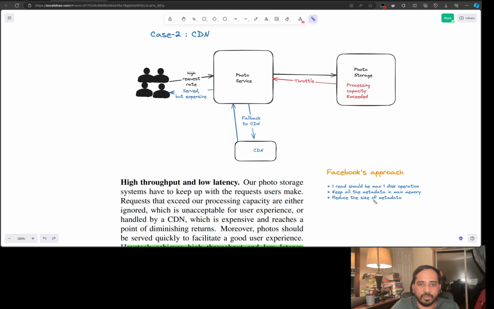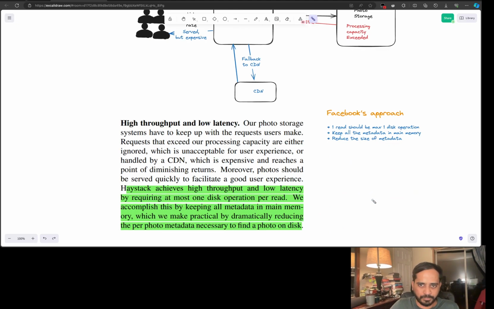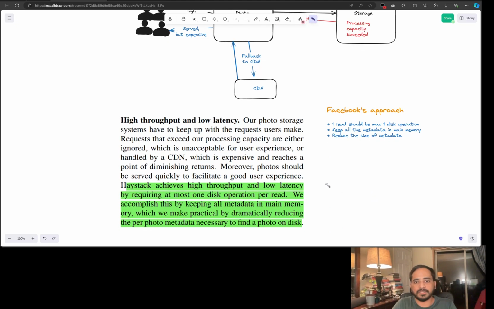Now let's check what is Facebook's approach to solving this problem. As we saw earlier, falling back to CDN is not a good option. Failing to respond is not a good option. So what Facebook does is, we saw that one read is going into multiple disk operations where it has to read metadata, it has to read the actual disk image. What if I do store the metadata in the memory always, so that I avoid one inode disk operation entirely? What if I'm able to override the system call? So we'll talk about this in detail in the upcoming videos.